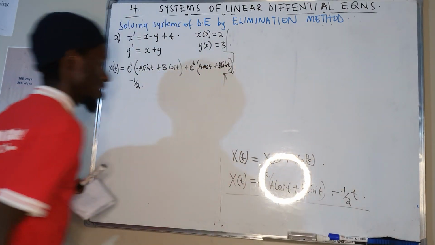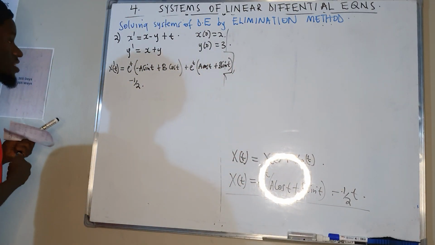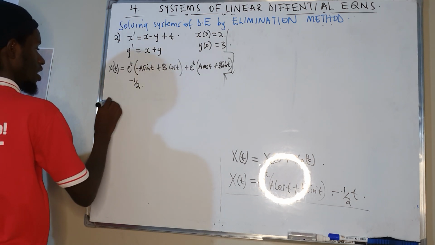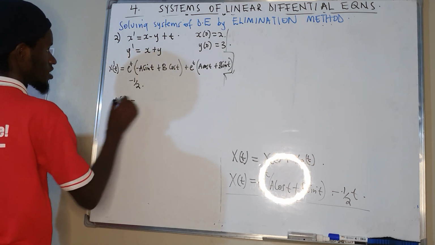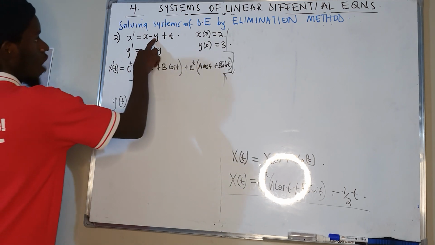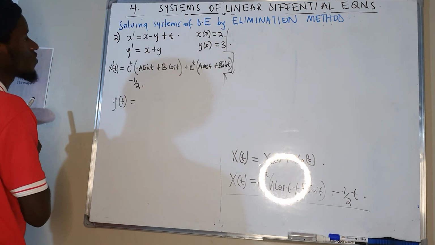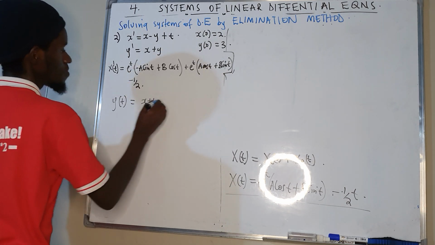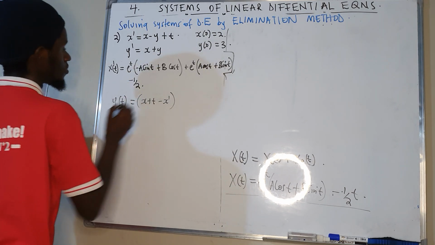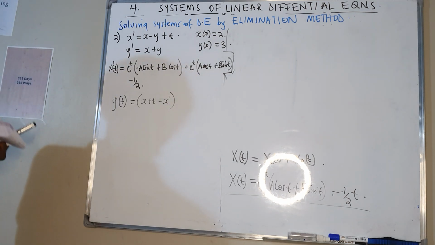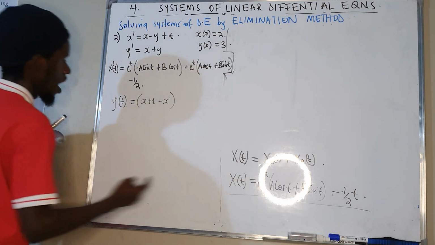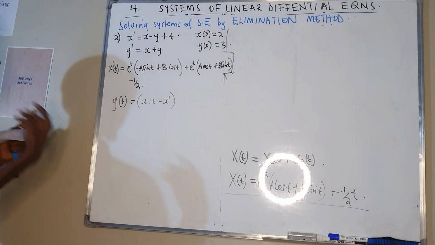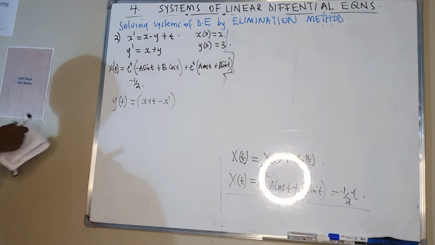Now from here, my task is to get my y at t. But from equation 1, what is my y at t? If I make y the subject here, what do I have? I have x plus t, like this, then minus x prime. But now I have everything. I have x, which is this one. I have x prime, which is this one. Then I have t. Therefore, I'm able to find my y at t. Now, let me find my y at t.